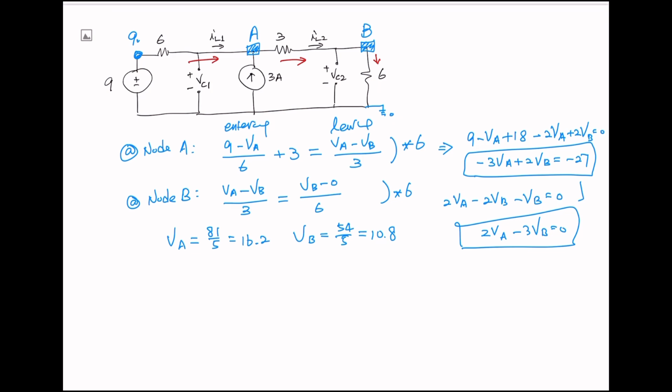Look at the VA. Here is VA, and this is all the same node. This is all the same node. VA equals VC1. VB equals VC2. And for the same reason, they are parallel.